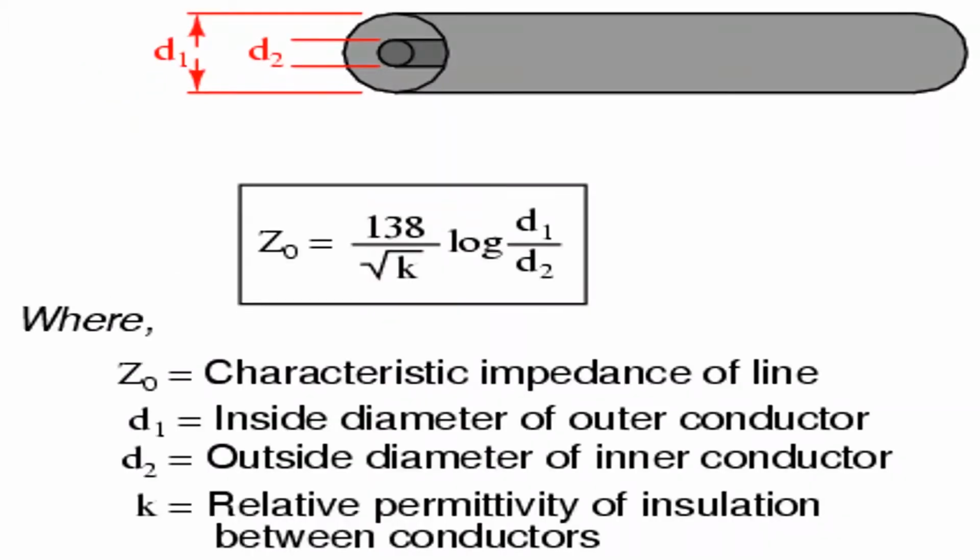This is the characteristic impedance formula of a circular coaxial line, which has D1 as the inside diameter of the outer conductor, D2 as the outside diameter of the inner conductor, and K as the relative permittivity of the insulation between the two conductors.